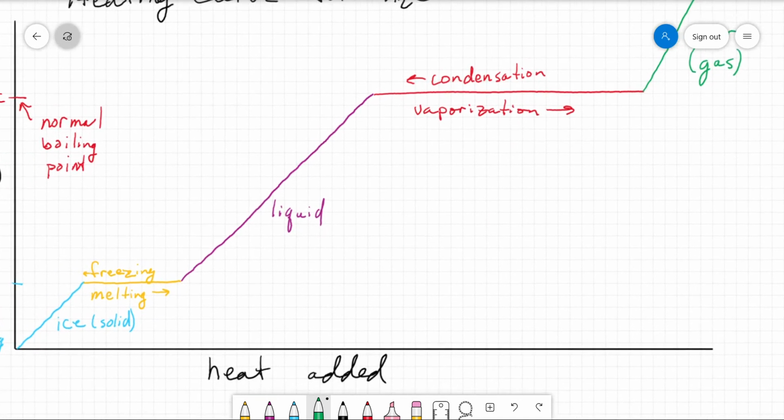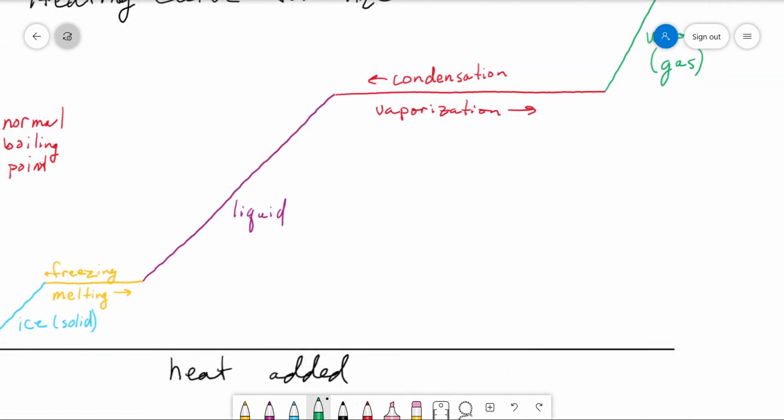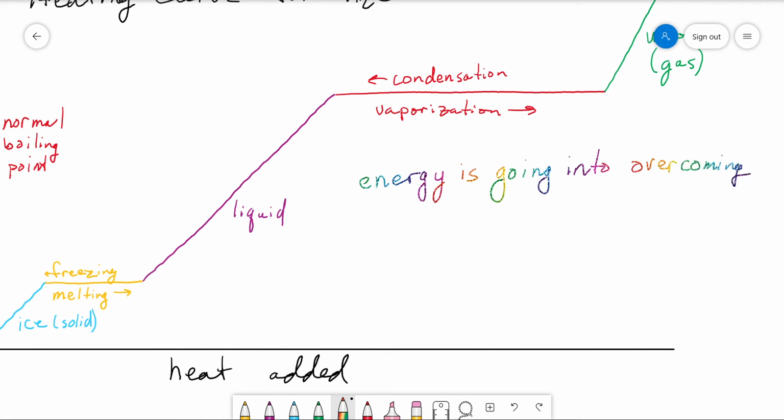And so what's going on here? The key is what's going on at those two plateaus, the yellow and the red. At those two plateaus, all the energy is going into overcoming IMFs at phase change.